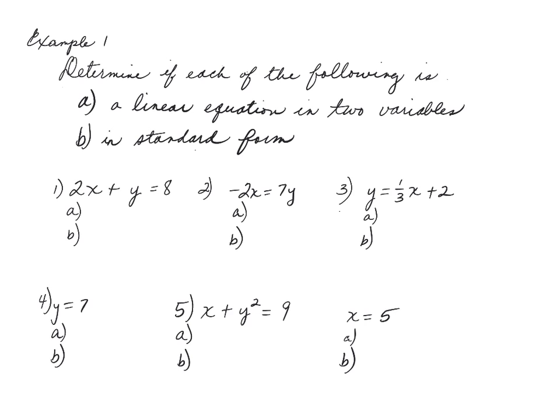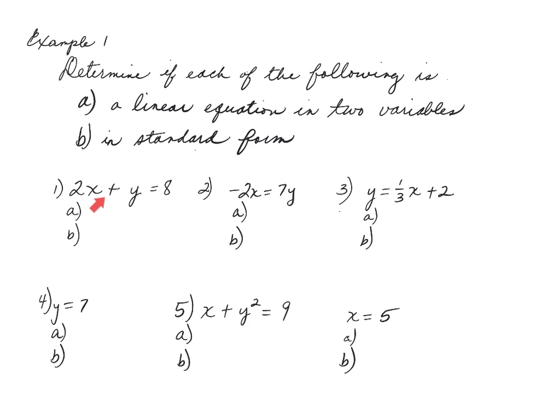Now, let's determine if each of the following is a linear equation in 2 variables, and if it is in standard form. Keep in mind, standard form is ax plus by equals c. An equation does not have to be in standard form. It's just that if you can write it in standard form like that, then you know it is a linear equation in two variables.